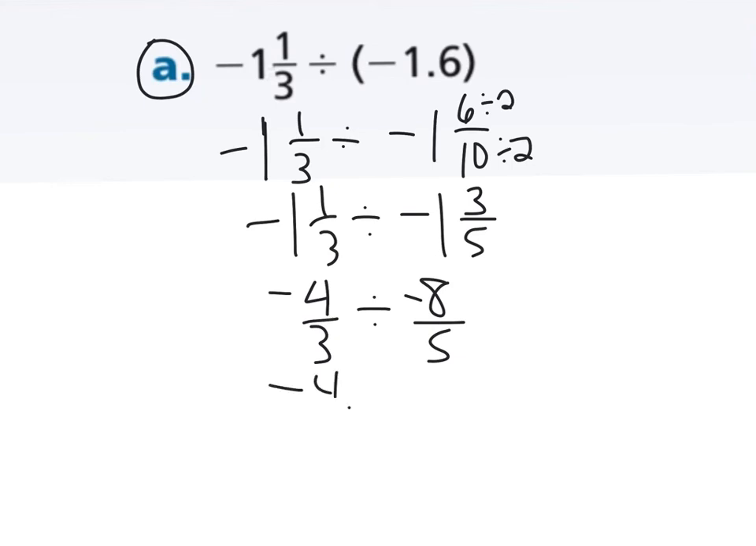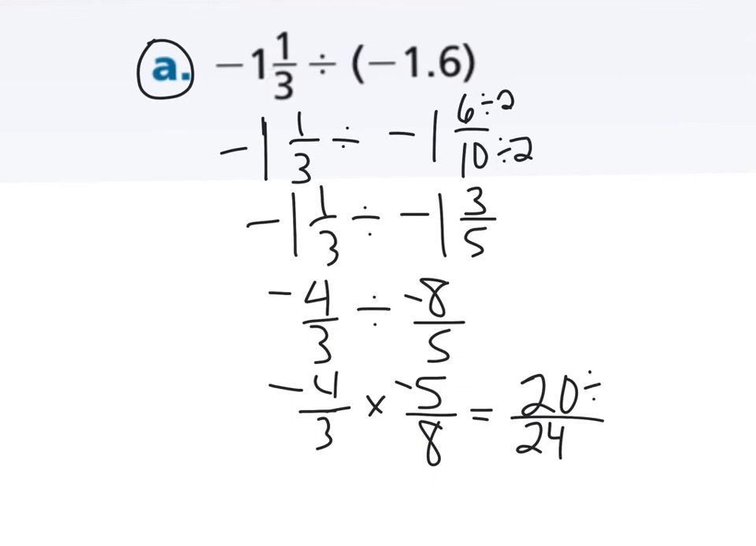So keep change reciprocal. Negative 4/3 times negative 5/8. Again, if you want to keep the negative with the 8 there, you can, as long as we keep it with our fraction somewhere, we're okay. When we go to work this out, negative times negative is going to be positive. 4 times 5, 3 times 8. Okay, and then we can reduce, should be able to reduce by 4, looks like. So 5/6 would be our answer for that one.